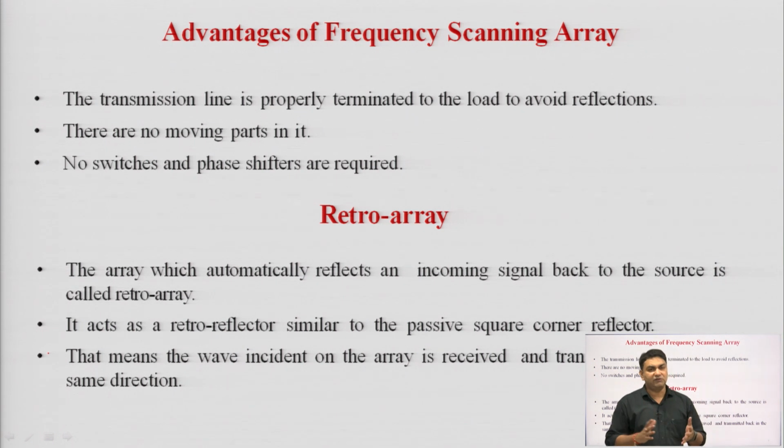These are the advantages of frequency scanning array. Why do we use the frequency scanning array? The transmission line is properly terminated to the load to avoid reflections. Obviously, matching is done just to avoid the reflections, so that standing waves are not generated, and backward direction waves are not created. So, the losses are also very less, and at the condition of resonance only the resistive load will be there, and the performance of the antenna array system is also improved. There are no moving parts in it, and no switches and phase shifters are required in a frequency scanning array system.